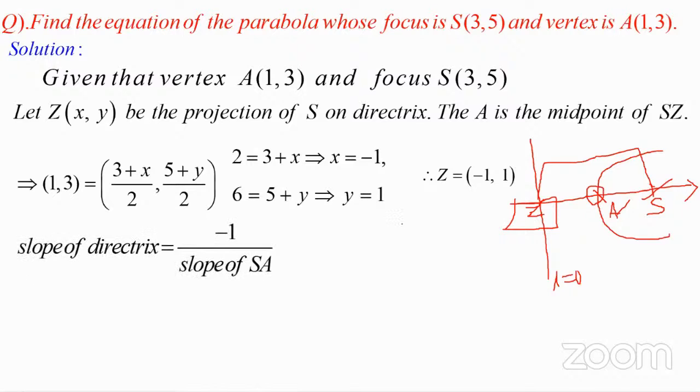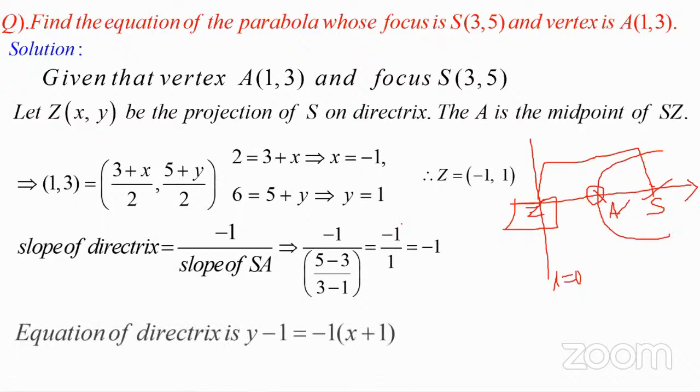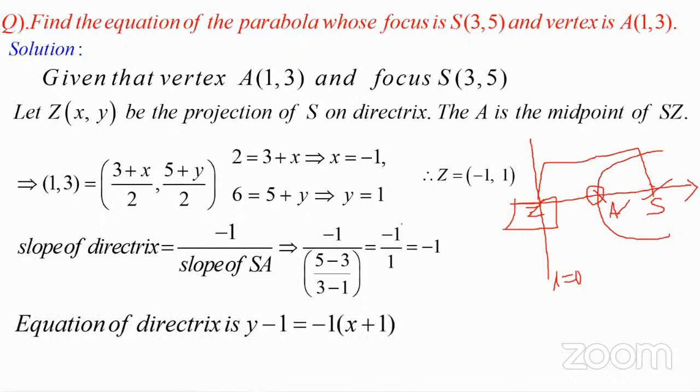The slope of the directrix is perpendicular to the slope of the axis. So I am finding the slope of the directrix. We know the values of S and A, so I will find the slope of SA. Slope equal to (5 minus 3)/(3 minus 1), so I will get 2/2, that is nothing but 1.